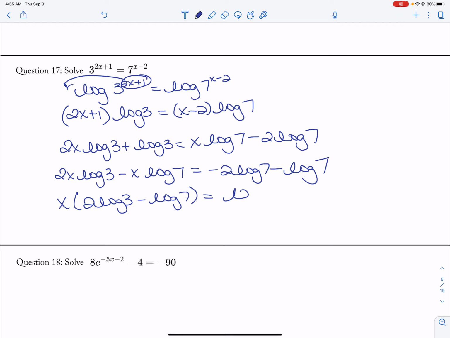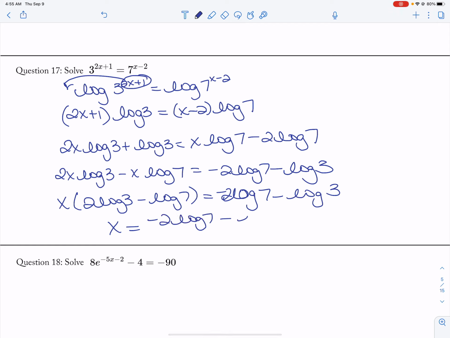hold on, this should be a 3. Is equal to negative 2 log of 7 minus the log of 3. So then I have x is equal to negative 2 log of 7 minus the log of 3, divided by 2 log of 3 minus the log of 7.